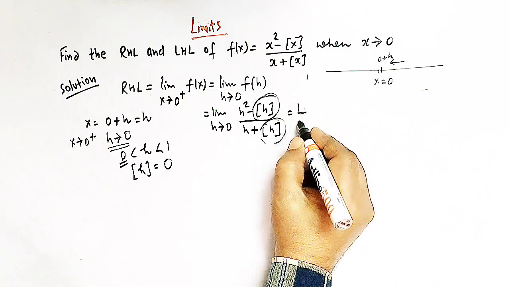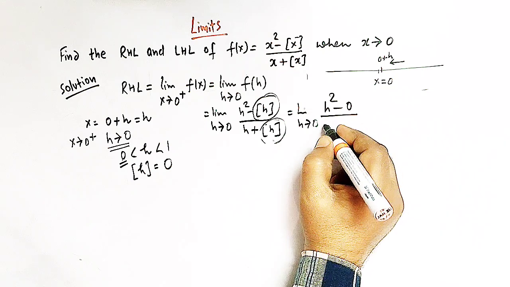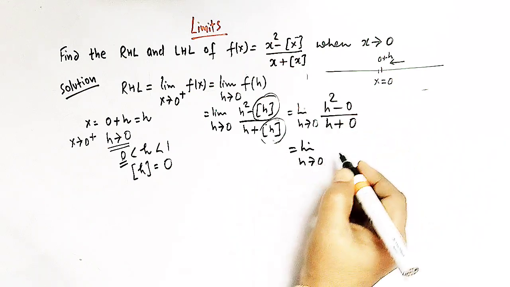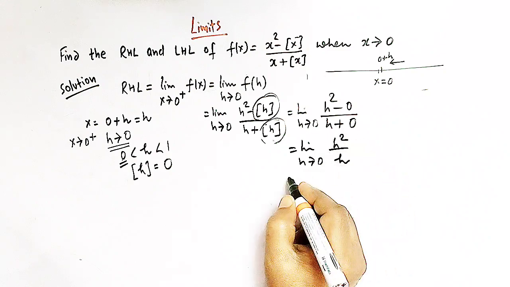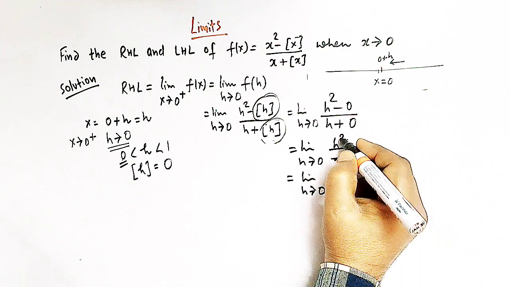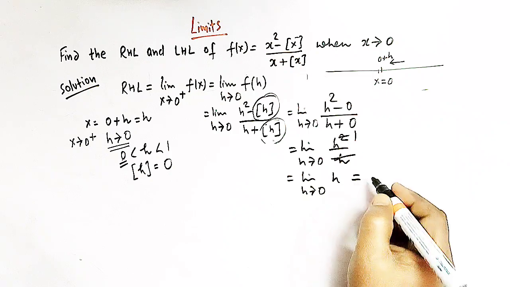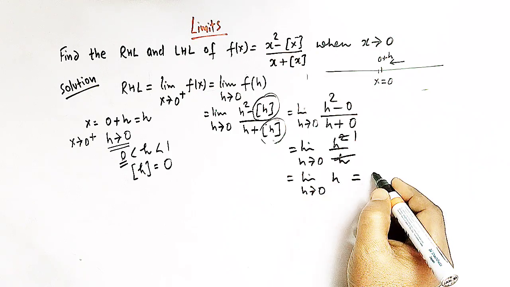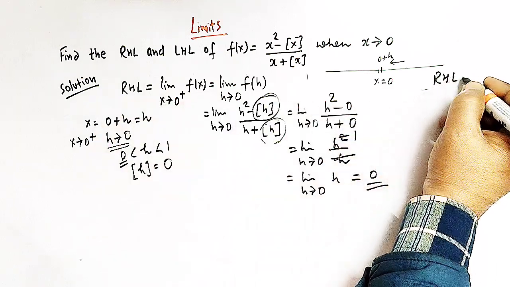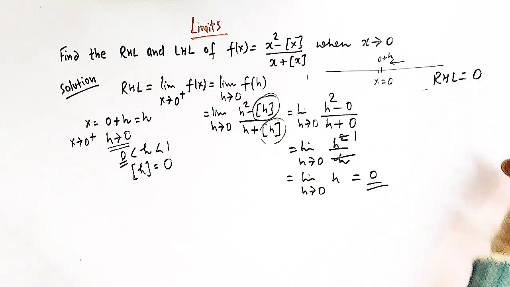So we can now write limit h tends to 0, h square minus 0, and then we have h plus 0. So we have limit h tends to 0, h square over h, and here this h and this h get cancelled. So we have limit h tends to 0 h, and taking h is equal to 0, we have here a 0. So the right hand limit of this function when x approaches to 0 is equal to 0.